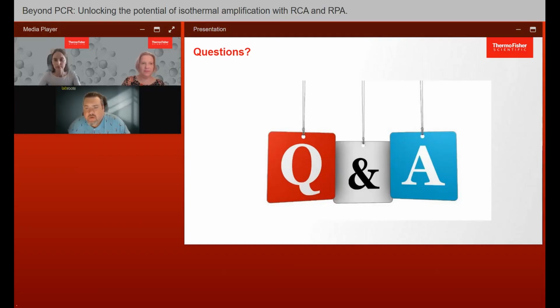Another one here for you. Let's see. Is multiplexing possible with isothermal amplification? How far could the Thermo RPA kit reach in your own study? In our study, we currently amplified up to 6 amplicons at the same time with RPA, but in general, it's possible to do even more.